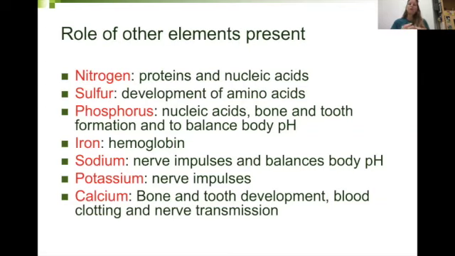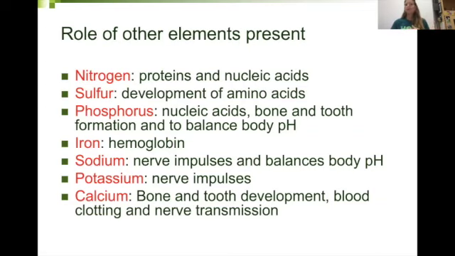Phosphorus is in bone and tooth and balancing your body's pH and ensuring that that is correct, because your body is going to read blood pH as an indicator for whether or not you need to breathe. Iron is found in your hemoglobin. It's what allows your red blood cells to carry oxygen around the body.